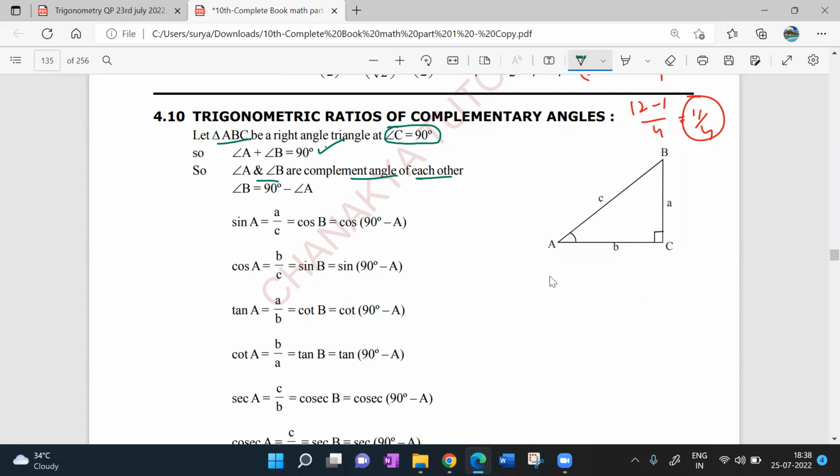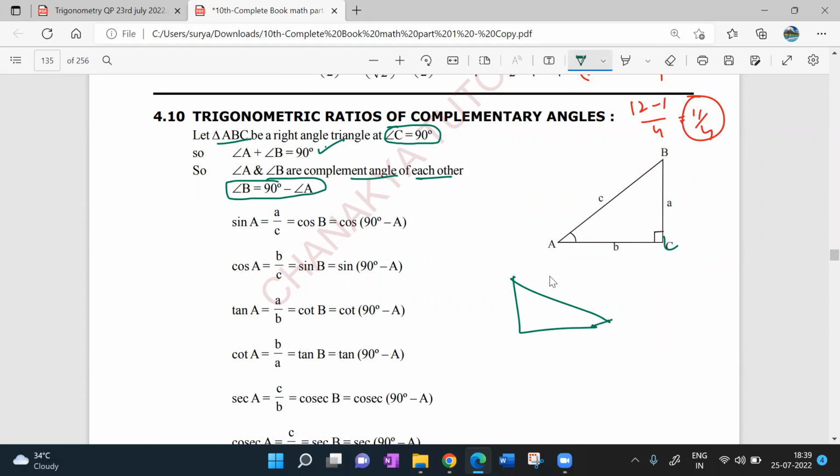Then B can be written as what? 90 degrees minus A. B can be written as 90 minus A, or not? Yes. So now sin A. This is A, this is B, this is C actually. You can frame this triangle like this as well.